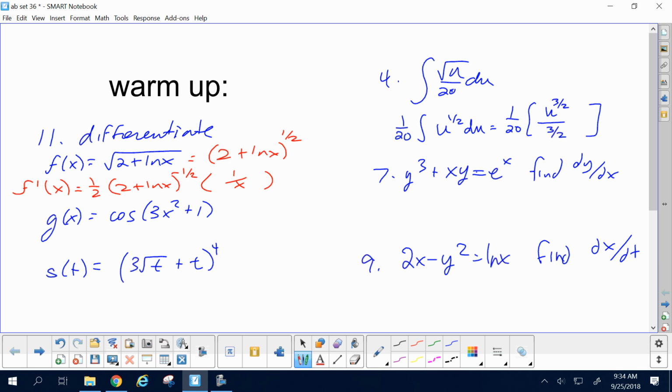So did you get the first one? Yes? Chain rule? And most importantly, not most importantly, but just as important, did you label? That's the derivative. Okay? Next.